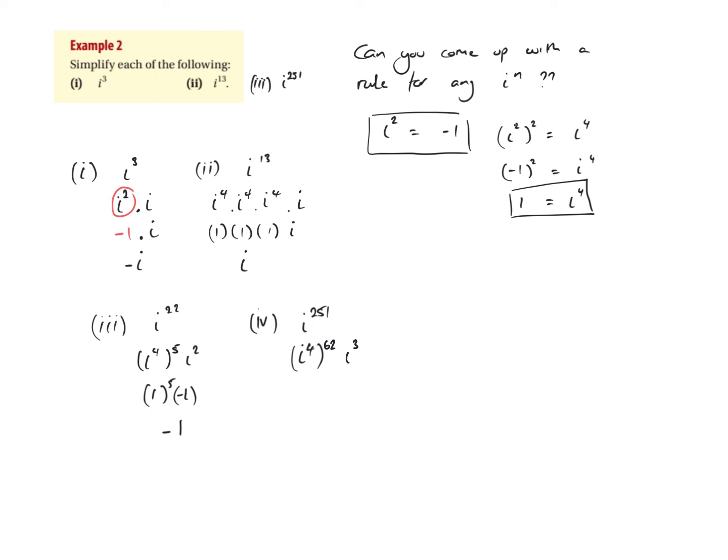Okay, we know I to the power of 4 is just 1, so 1 to the power of 62 is just 1. We can break up the I cubed now into I squared dot I. We know that I squared is equal to negative 1, so it's 1 by negative 1 by I, which is just equal to negative I.